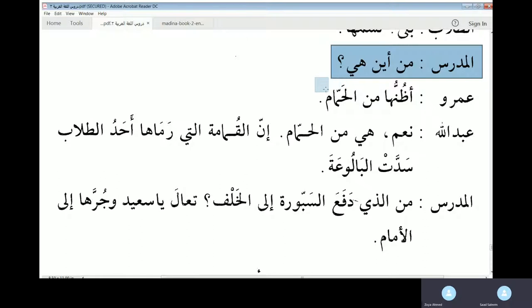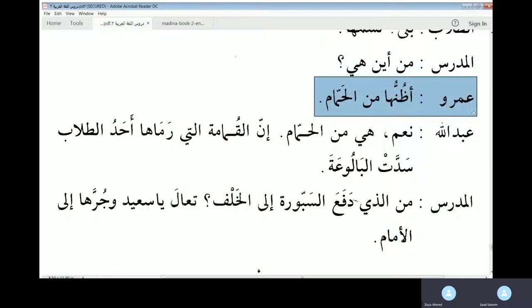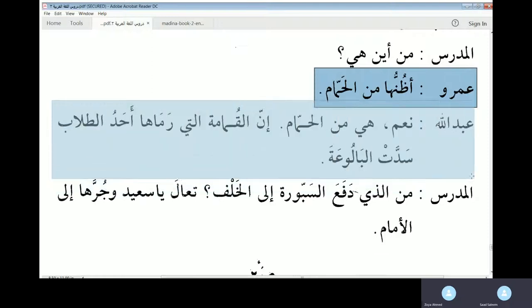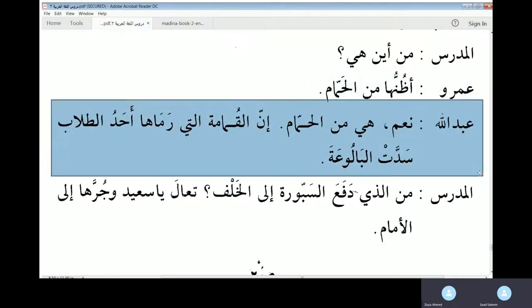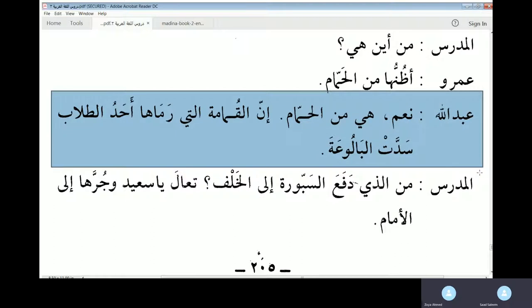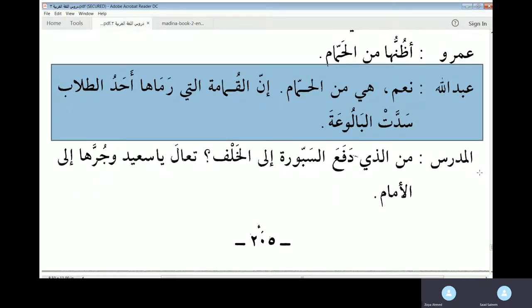Where is it? From where is it? Abdullah: أظنها من الحمام. I think it is from the washroom. Yes, it is from the washroom.